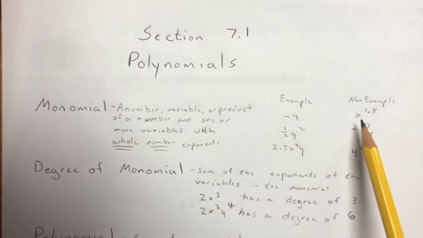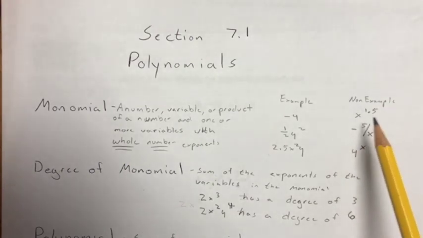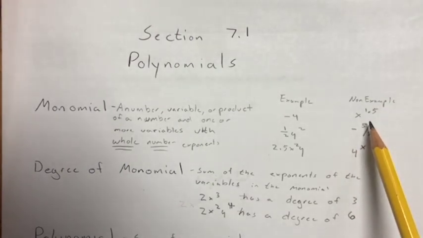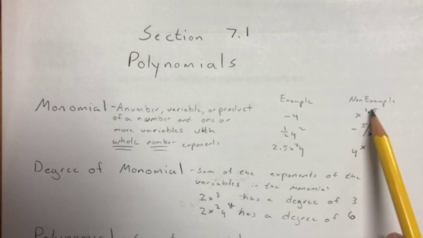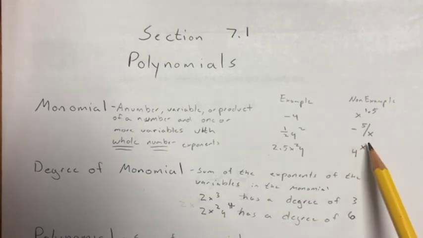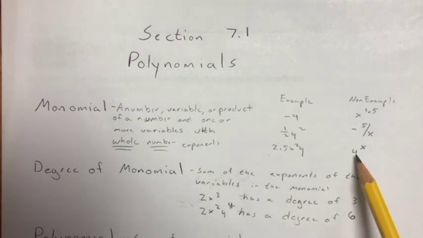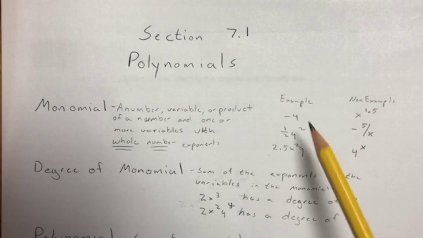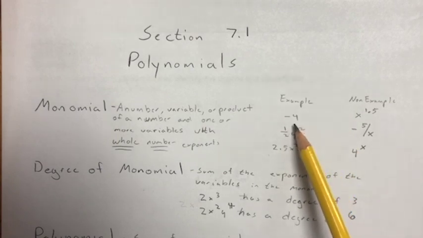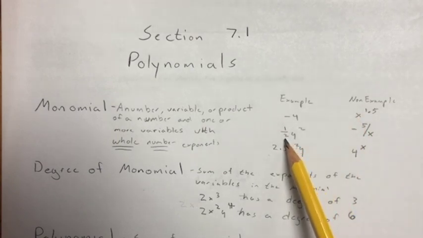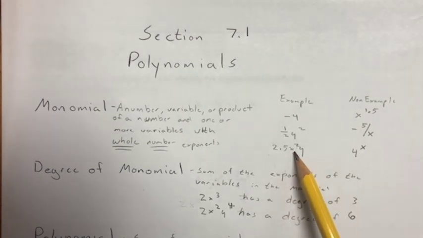A non-example would be x to the 1/2. We cannot have a fraction or a decimal in our exponent and call it a monomial. It just won't work because this gets kind of complicated. It's the same thing if I have -5 divided by x, this is not a monomial. And if I have the number 4 raised to the x power, again, this is not a monomial. Monomials are pretty straightforward. It's basically just multiplication of terms. 1/2 times y squared, 2.5x squared y, and that's done.